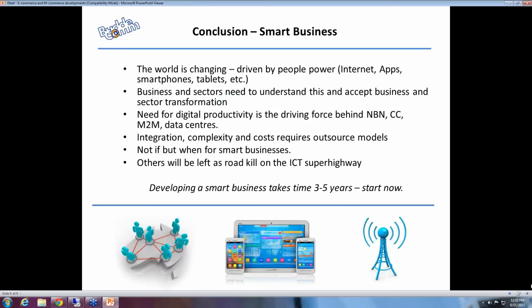Okay, so in concluding, before I open the floor to questions, what we need to create is smart businesses, and smart businesses are driven by people power, as I mentioned. We have to follow the customers. It's no longer a static situation where here we are as a business and customers come to us. We have to look where customers are going.